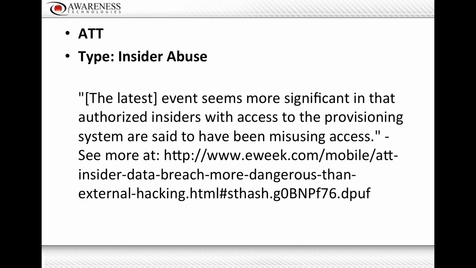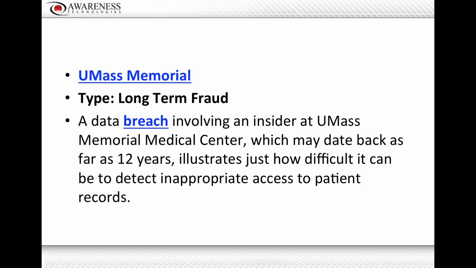This one's not a bank or a credit union. It was AT&T. There's not an estimated cost on this just yet. It's an instance of insider abuse. It says here that authorized insiders had access to provisioning systems, and they were basically misprovisioning devices. So they were providing information out and being able to steal information by using the provisioning system. So again, they've limited down their access. They've given their trusted user access into the system, and their user is taking advantage of that.